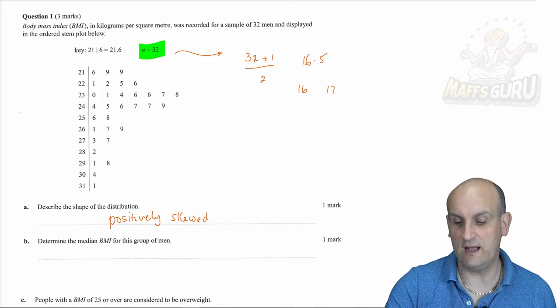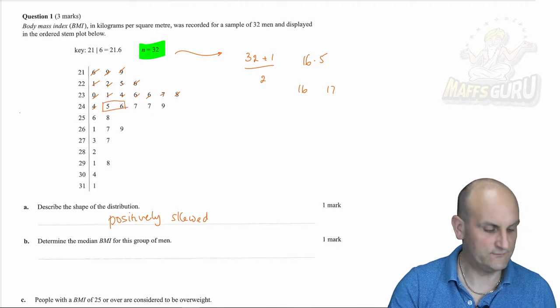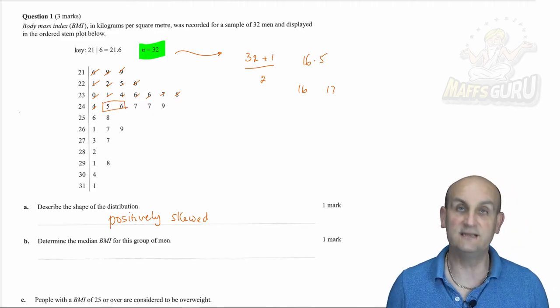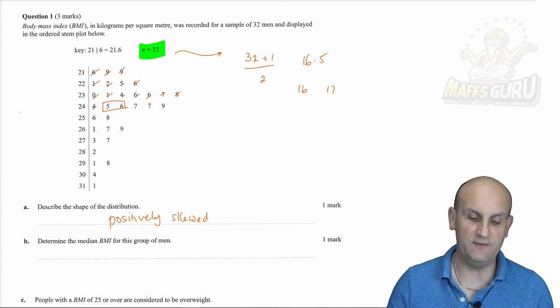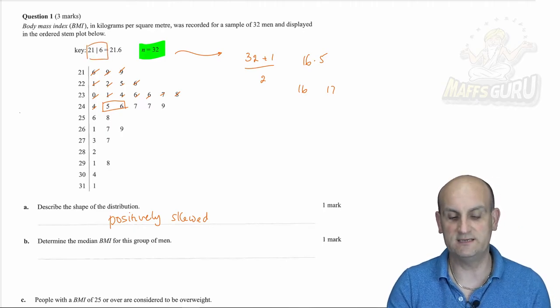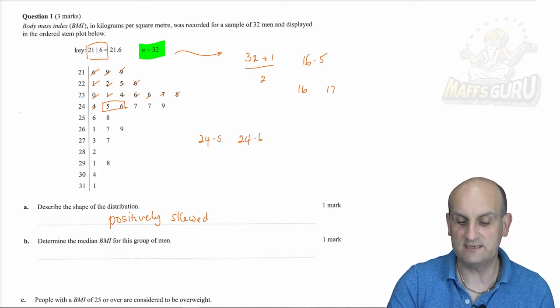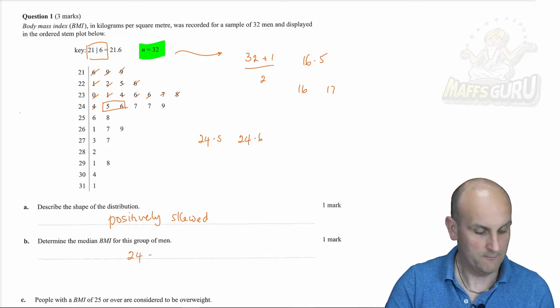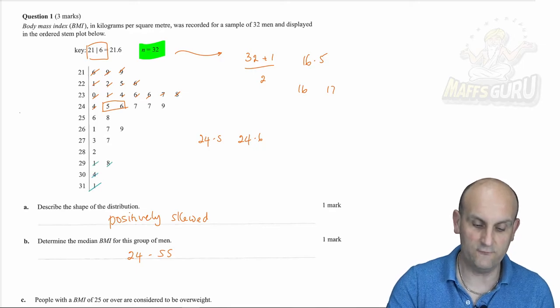So I'm going to do the 16th and the 17th data item. And again, I tend to go 1, 2, 3, 4, 5, 6, 7, 8, 9, 10, 11, 12, 13, 14, 15. And I want the 16th and the 17th data item. And so what does that tell me there? Right, so it's between that 24, 5, and 6. Now again, be very, very careful here. 21 line 6 means 21.6. So actually, the value is going to fall between 24.5 and 24.6, which gives you 24.55.